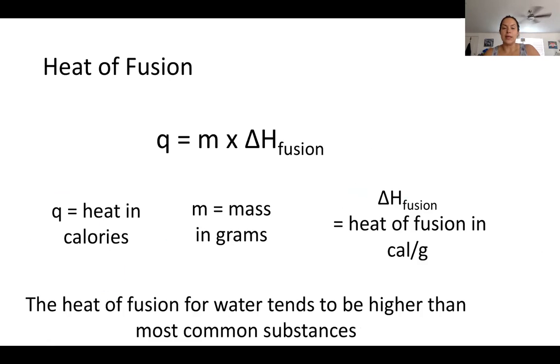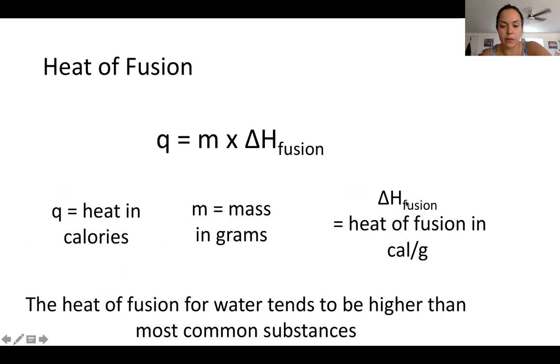And we have this equation, Q equals M times delta H of fusion. So Q is our heat in calories. Sometimes it's in joules as well, so just make sure you're paying attention to units. M stands for mass in grams. And delta H of fusion tells you the heat of fusion, and usually this is in calories per gram. So you get this from a table, okay?